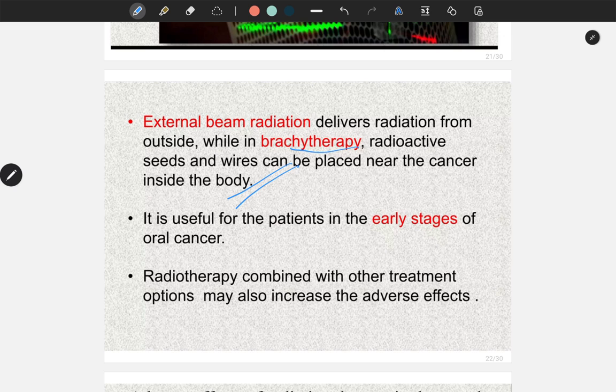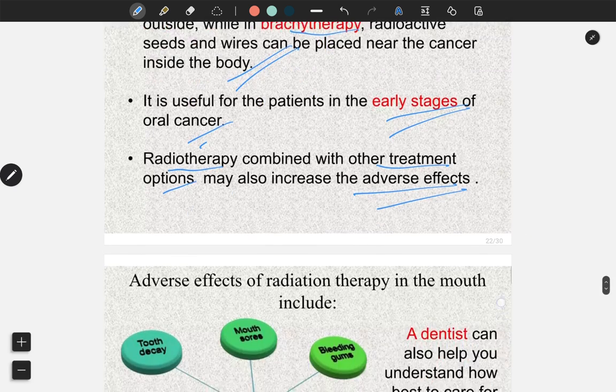It is useful for patients in the early stages of oral cancers. So they are mainly useful for the early stages of oral cancers. Radiotherapy combined with other treatment options may also increase the adverse effects. So these precautions should be taken.